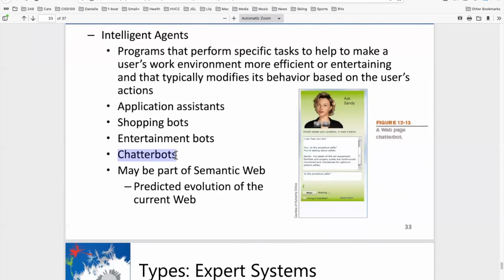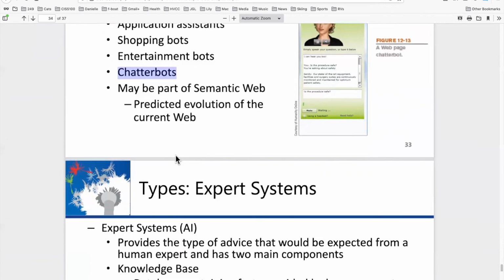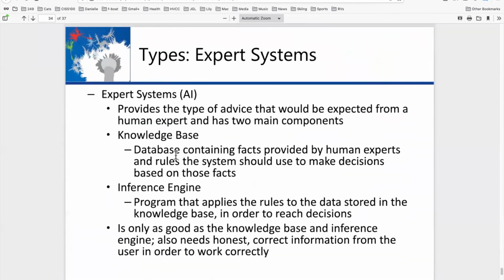But they are getting better. I still don't like interacting with them, but they are getting better. Moving into, say, expert systems and neural networks, we're moving into artificial intelligence.